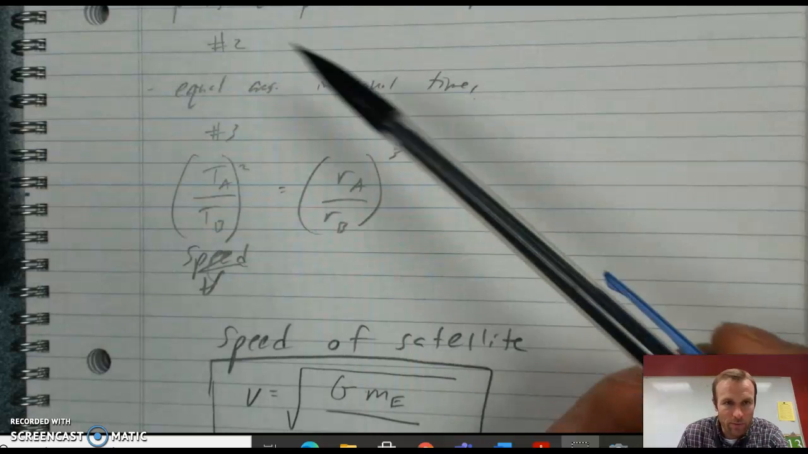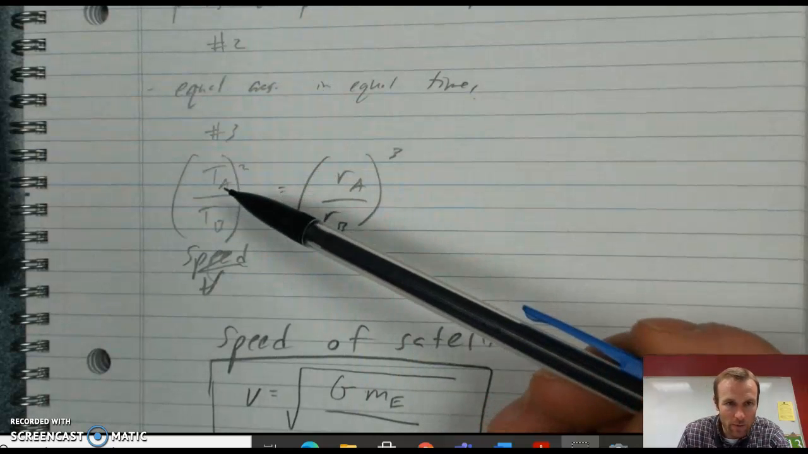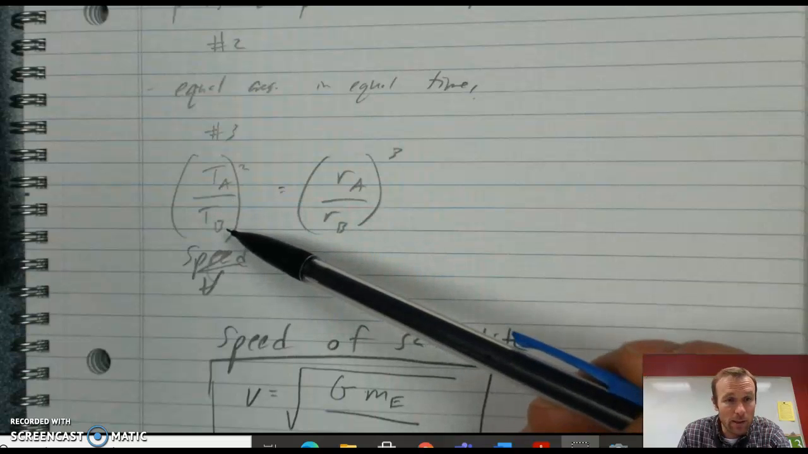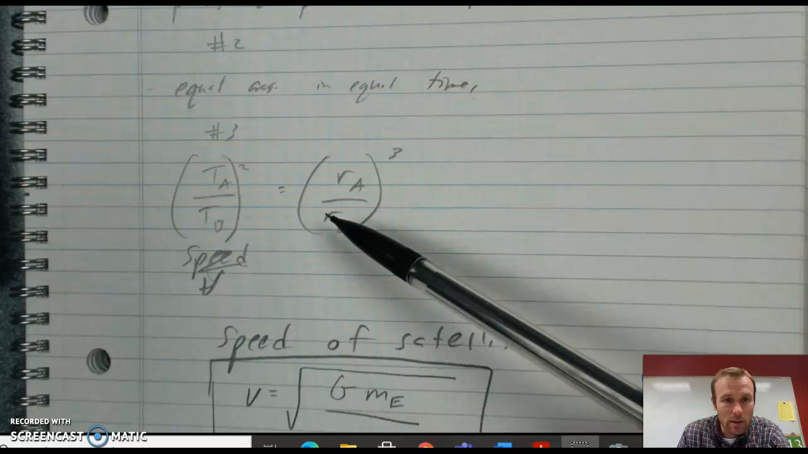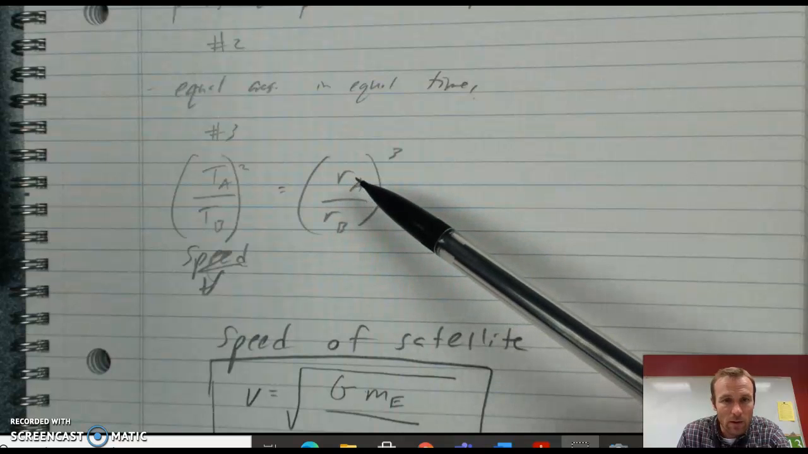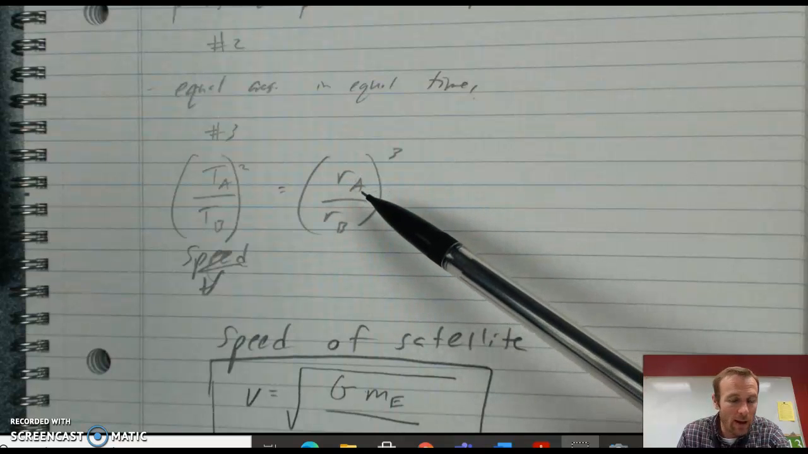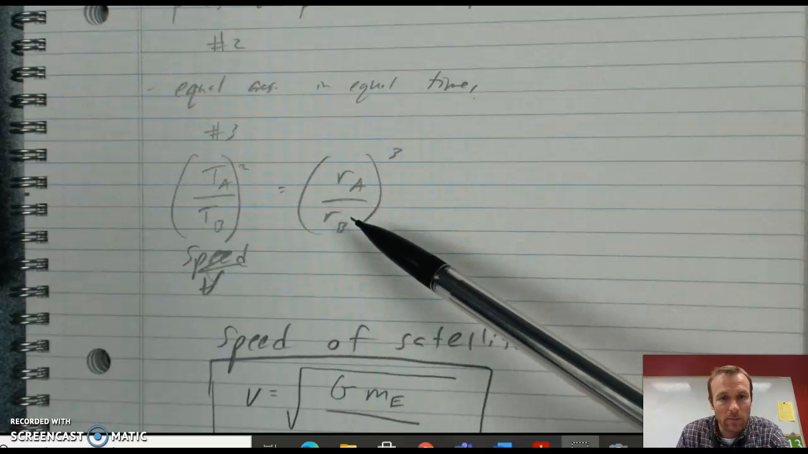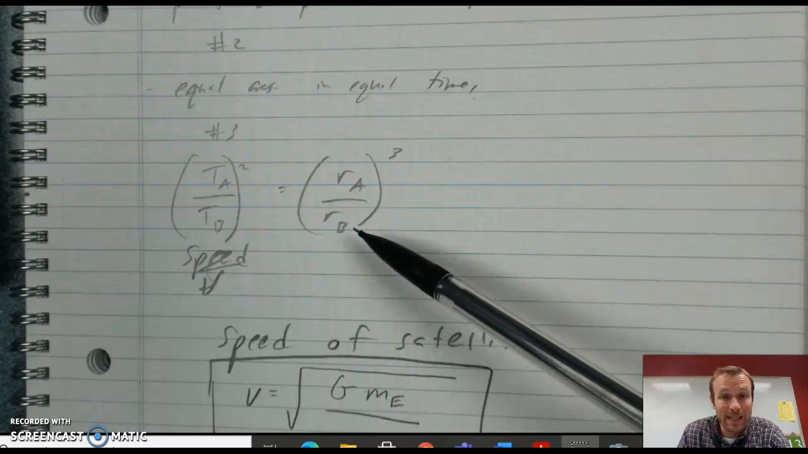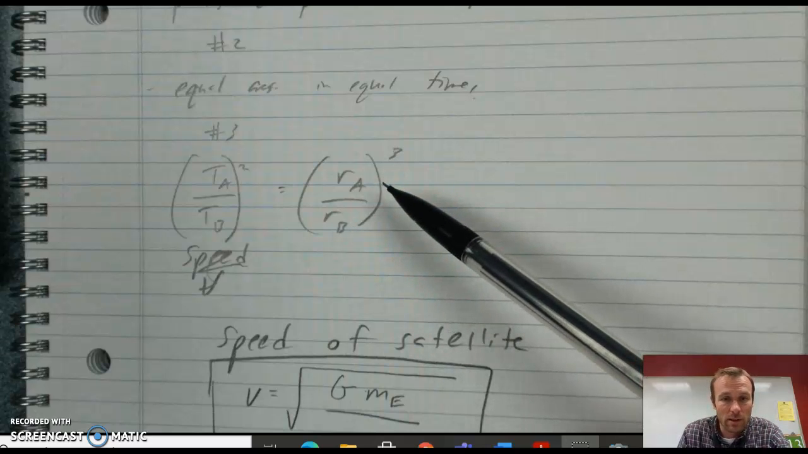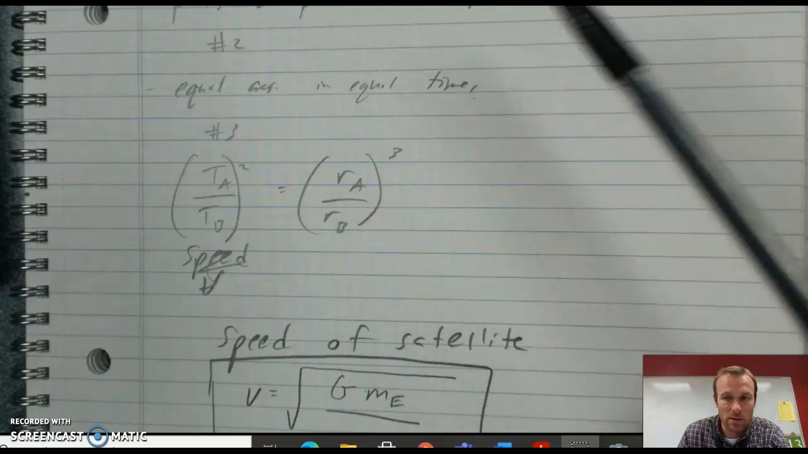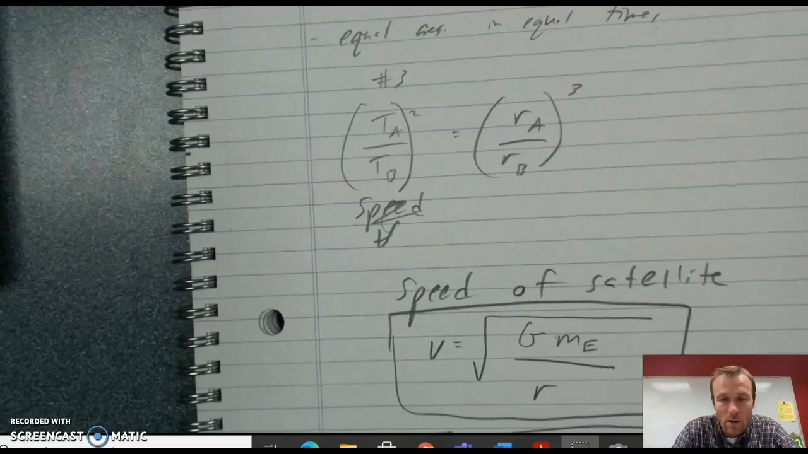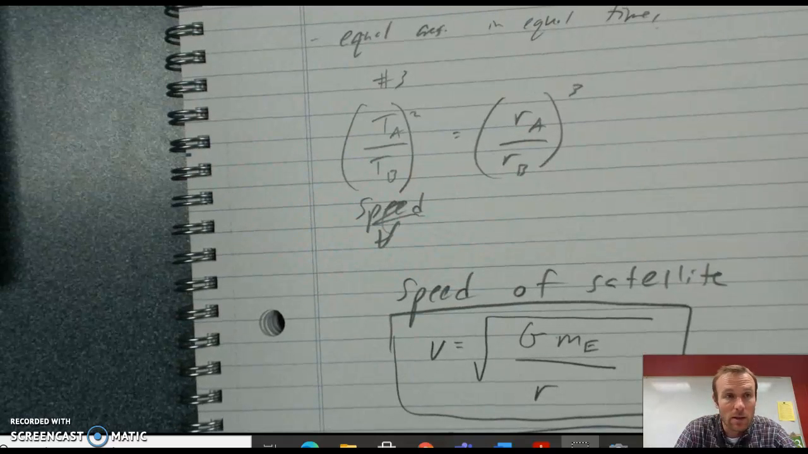So here's Kepler 3 as a math equation. We've got the period of some planet A divided by the period of some planet B, squared, is going to be equal to the orbital radius. This is the average orbital radius, because remember it's an ellipse, of planet A divided by the average orbital radius of planet B, and that quantity is going to be Q. So this is Kepler's third law. We'll do some more practice. I'll do some examples with all of these things that I've talked about this morning.